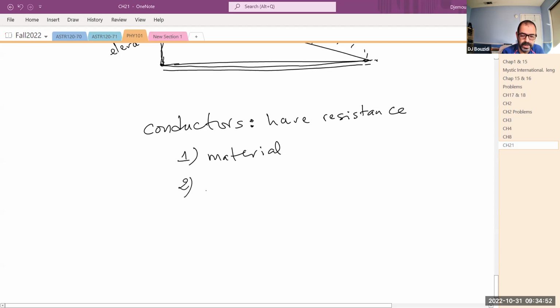The second thing that depends on it is the length of the material. The longer it is, the more resistance you're going to have. And finally, it depends on the cross-section, how thin it is, okay?